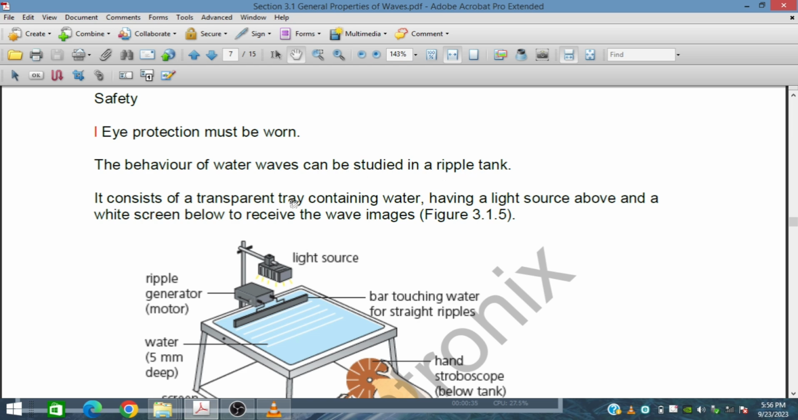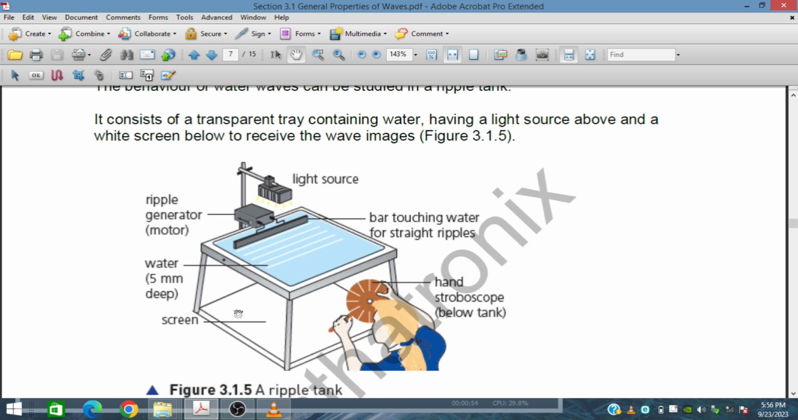It consists of a transparent tray containing water, and having a light source above. From here we have a light source and a screen at the bottom. The light passes through this, and this is a disturbance generator, or a ripple generator. This motor will move and slide up and down, and this way waves will be produced in this ripple tank.